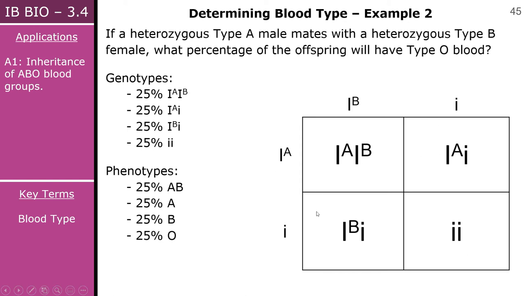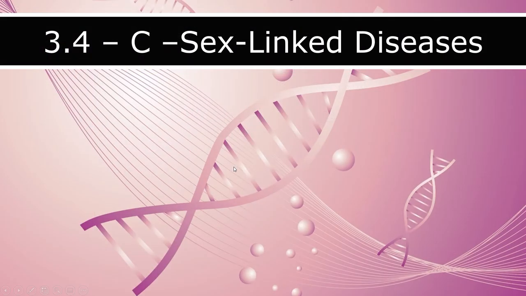So this is a relatively special cross. You see it a lot on the exams. When you cross the heterozygotes for type A and type B, you end up with every possible ending genotype and phenotype. So that's the 411 on blood types.